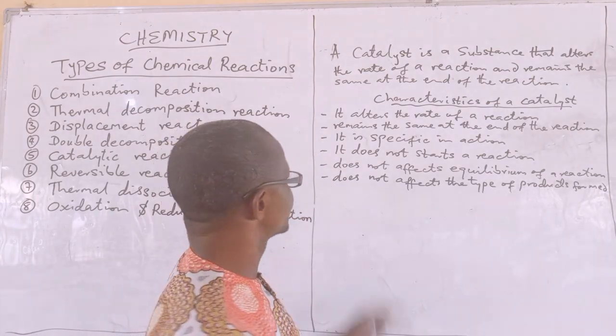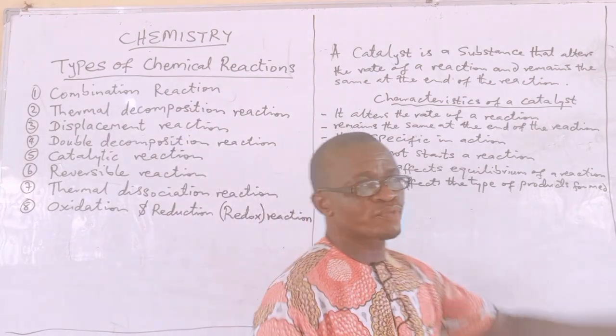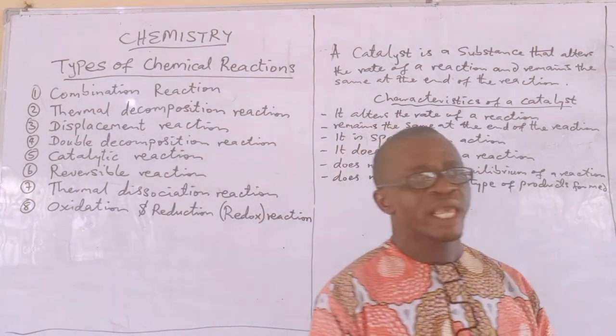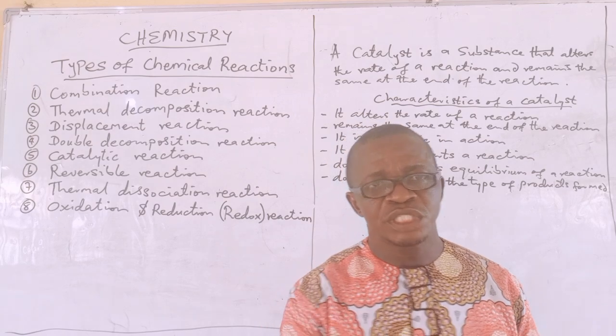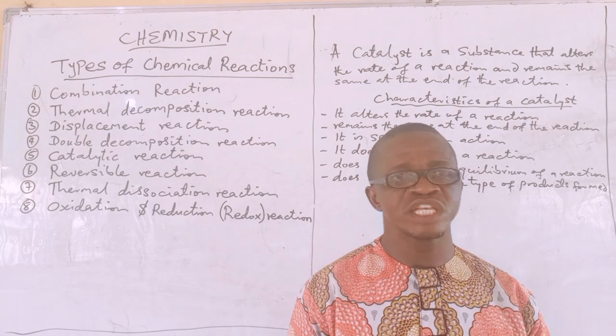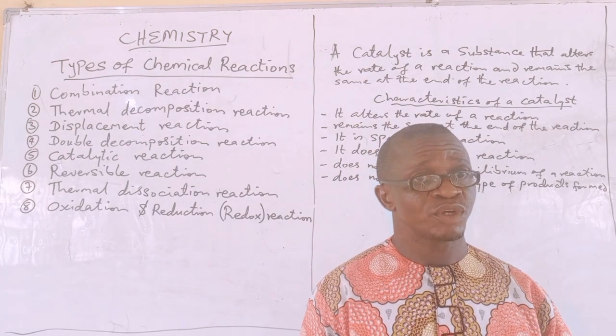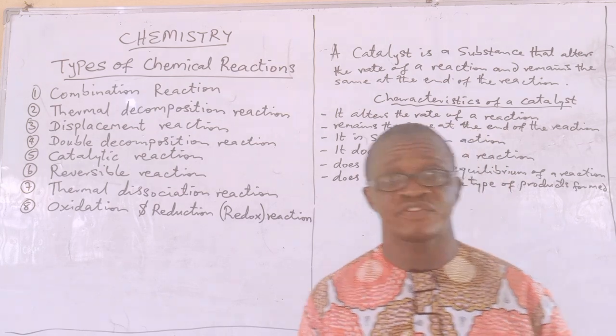So the last one here, it does not affect the type of product. A plus B, if it will give you C, using a catalyst will not make it give you D because you are using a catalyst. It will still give you what? C. It will not affect the product.